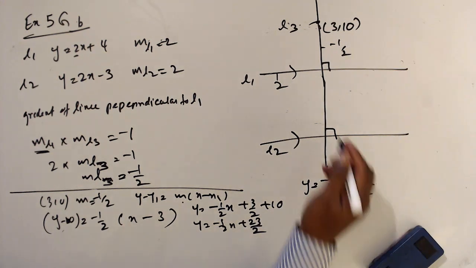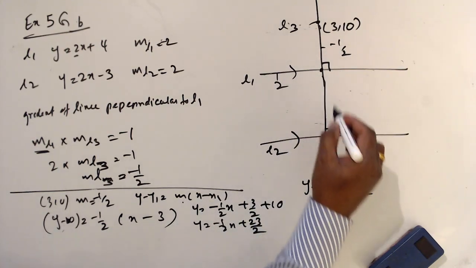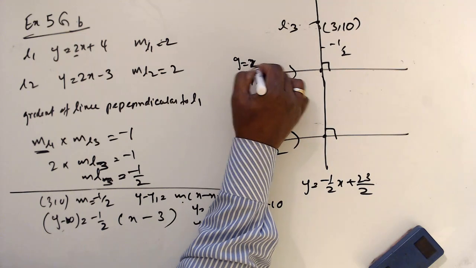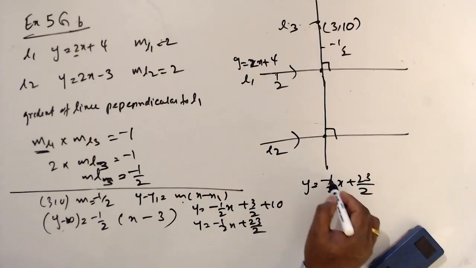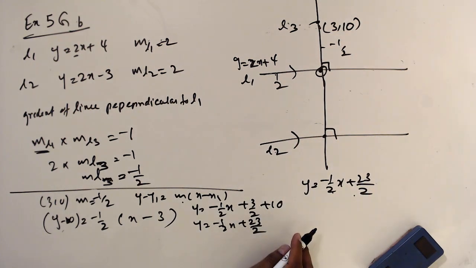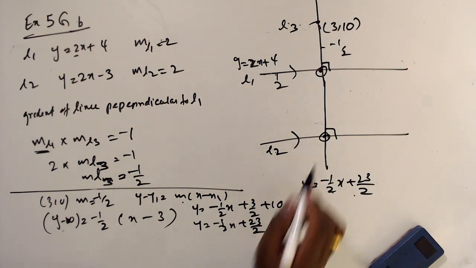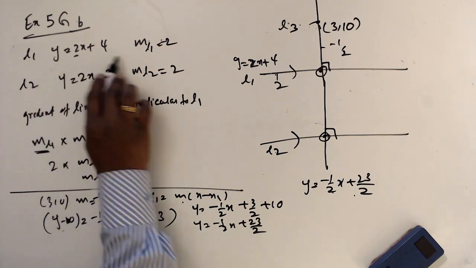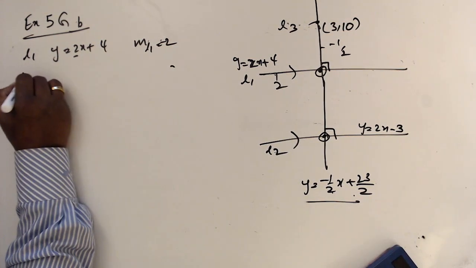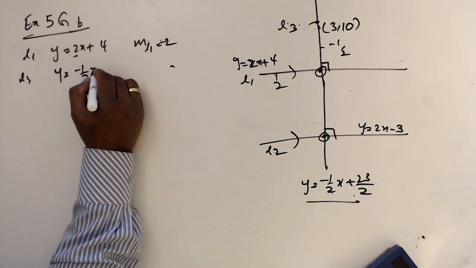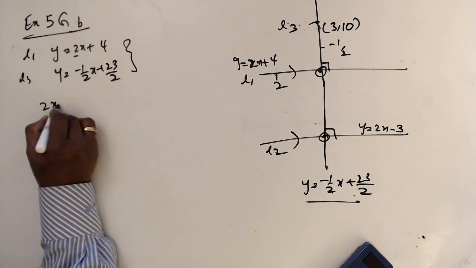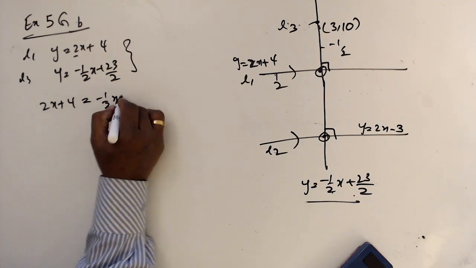What is the next one? We want to find the coordinate. To find this coordinate, I have to solve this. This is y equal 2x plus 4 equation, and this one y equal minus half x plus 23 over 2. This point is the intersection of L1 and L3. So first of all I'll take L1 and L3. Now from here we can see that 2x plus 4 equal minus half x plus 23 over 2.